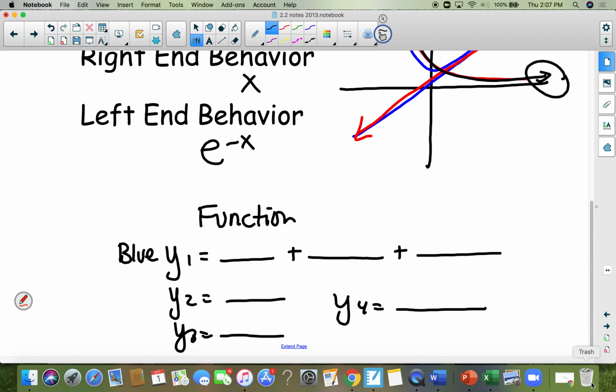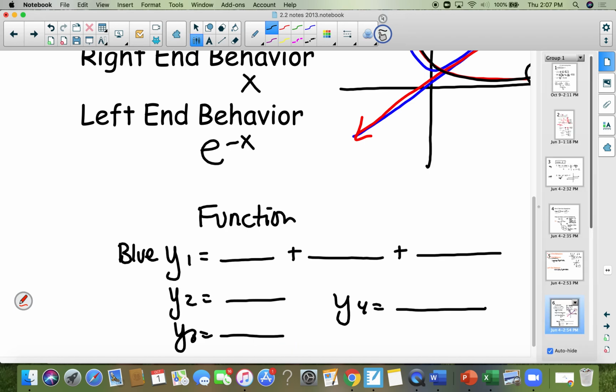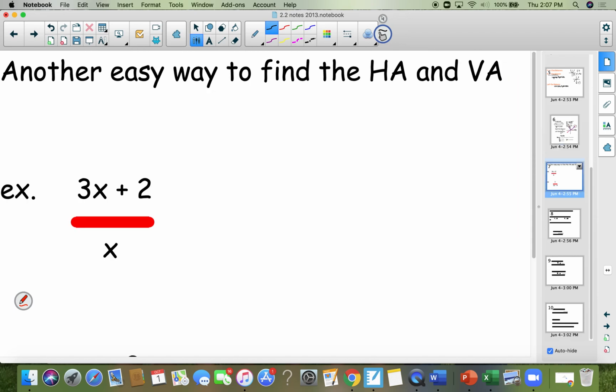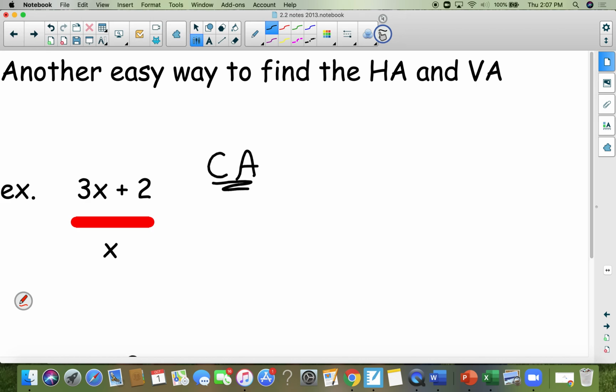Okay, here we go to the next page. We got 4 pages. Another easy way to find the HA and the VA. We're going back to college algebra. We're not going to do the limit. I mean, you could do the limit, but I'm going to do that shortcut. To find the HA, you take the highest power in the numerator and divide it by the highest power in the denominator. So the HA in this problem is y equals 3.